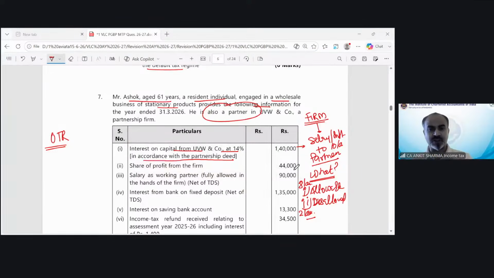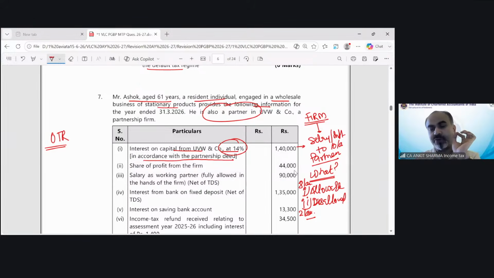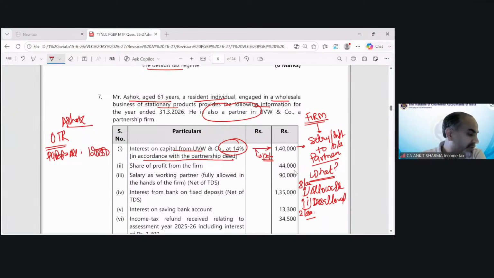So in this question, you can see interest on capital from the partnership firm at the rate of 14%, which is 140. So out of this 14%, how much is going to be allowed to the partnership firm? 12%. 2% is going to be disallowed. So this 12% is going to be the part of Mr. Ashok's income. That is also under business head. So allowable salary would be the part of Mr. Ashok's income. 1,20,000 rupees. Clear?